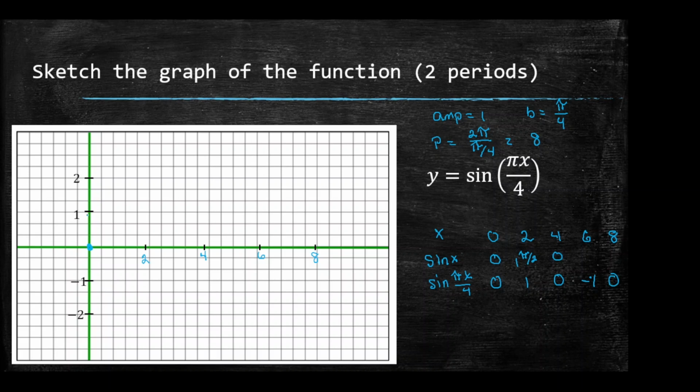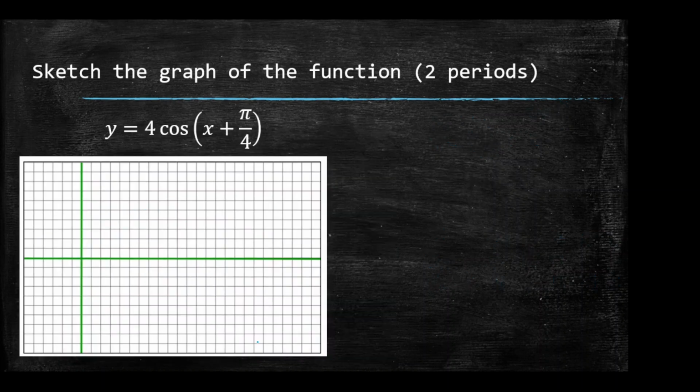So those key points then are 0. At 2, I'm at 1. At 4, I'm back to 0. At 6, I'm at negative 1. And then at 8, I'm back to 0. So my graph looks just like my sine graph. The only difference in this one is instead of this being at pi over 2, it's now at 2, right? Instead of being at pi, it's at 4, okay? Because my period has changed because of the b value there.